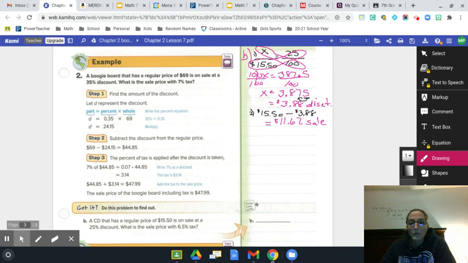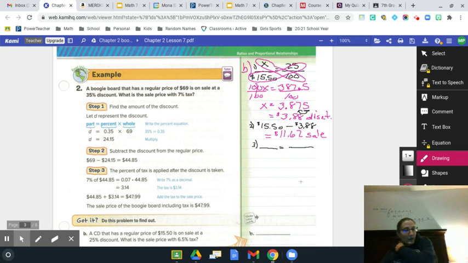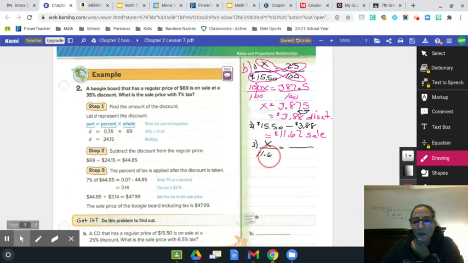So now comes step 3. And in step 3 here, we go back to setting a proportion up. So we're going to find out how much tax, the part, on the sale price. So we need to take the $11.62 and bring it here. So I'm going to draw an arrow. Do not bring the $15.50 back down. Don't bring the regular price down. Remember, it's on sale. So we have to bring the sale price down here.